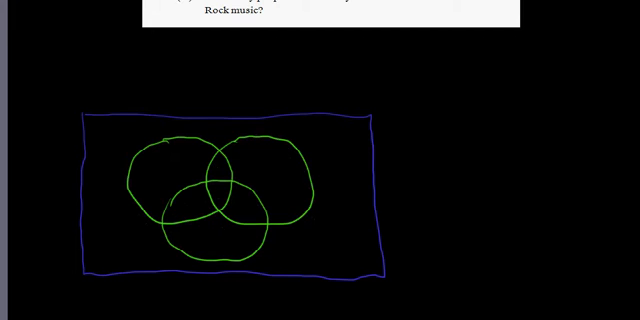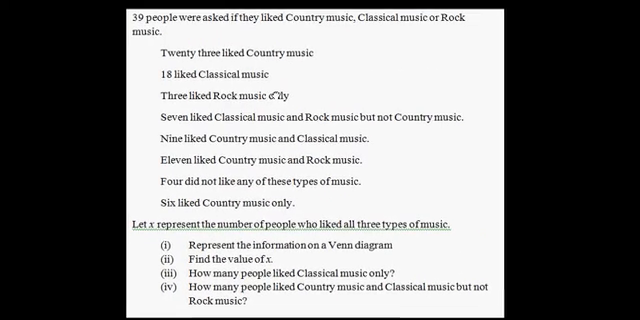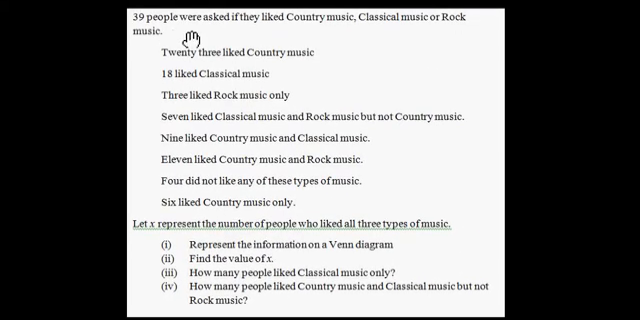So country music. So this is our country music, classical music, and rock music. And we're talking about, I think it was a total of 39 people. So this is our basic Venn diagram. We haven't filled out any numbers other than this 39 yet, so let's see what we can do. I'm going to be moving up and down a little bit here, back and forward, so just bear with me. So 39 people were asked.